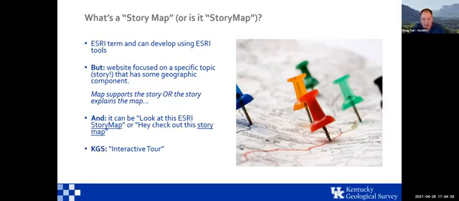It's really caught on. The tools were pretty, in my opinion, a little difficult to use early on, but now they've gotten so much easier, and you can make a story map pretty quickly, and I'll do that actually today. But essentially a story map, just to define it, I guess my definition is it's a website focused on a specific topic or a story that has some geographic component.